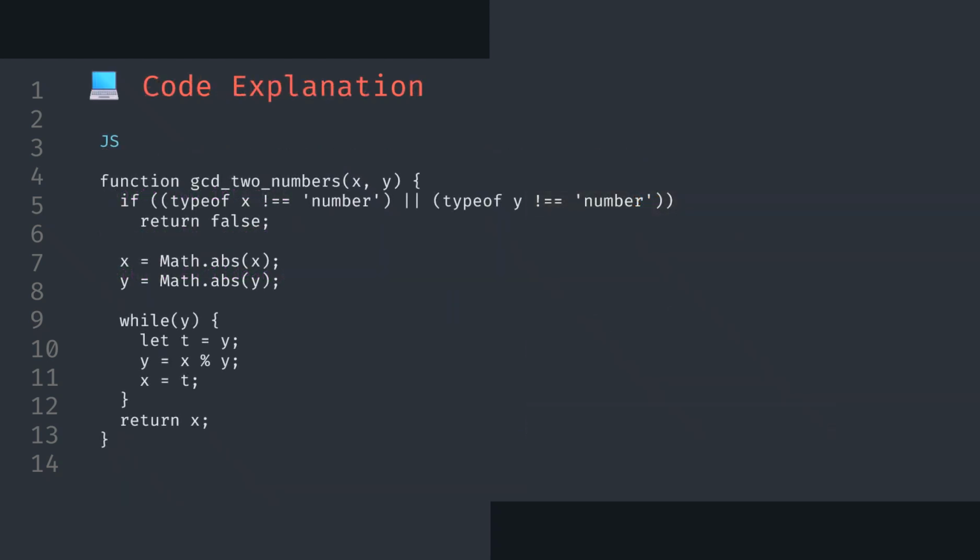We start by validating both inputs are numbers. Next, we use math to ensure we're working with positive values. Then, we apply the Euclidean algorithm. Keep replacing x and y with the remainder until y becomes 0. When the loop ends, x holds the GCD.